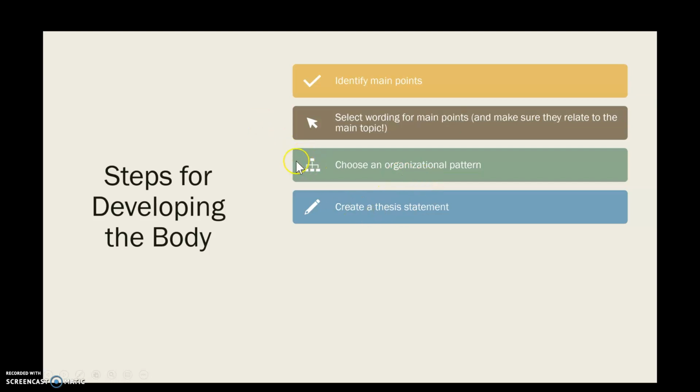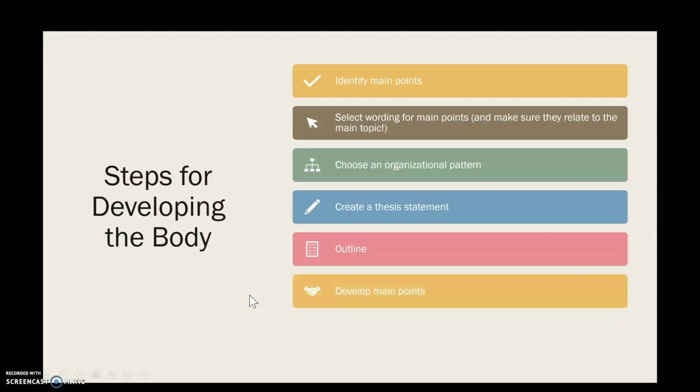But you can also do the organizational pattern first and then use your thesis statement to give the audience a preview of that organizational pattern. So you can switch these if you want, or you can do them in that order. That part's up to you. Then you're going to outline the main parts of the body. And then from there, develop the main points, add more detail to them.